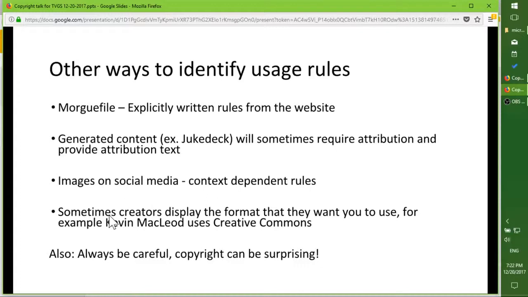Sometimes creators also display the format they want you to use. Kevin MacLeod has Creative Commons, and he's got a whole boilerplate you can just copy and paste. Also, be careful. Copyright can be surprising. If you have any questions about it, do your research, and if it's really something you're going to sell, talk to a lawyer, especially if you have any real big questions and are concerned you might be getting into trouble.